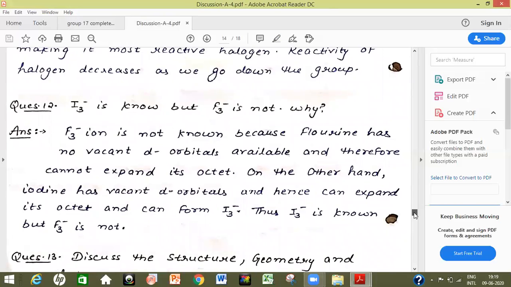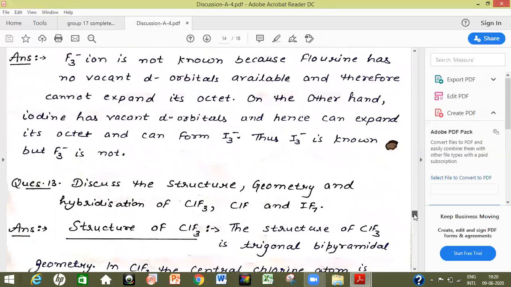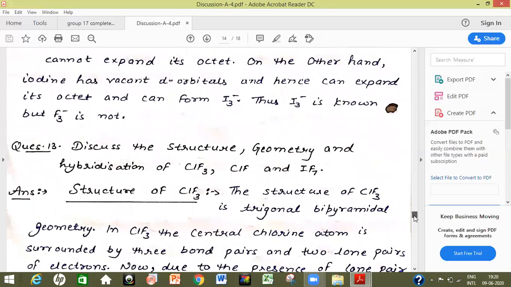The next question is I3 negative is known but F3 negative is not. Why? For the formation of polyhalide anion, fluorine needs to extend its electronic configuration, but for the extension of electronic configuration it needs the presence of d orbitals, but fluorine doesn't have d orbitals. So that is why F3 negative doesn't exist, but I3 negative exists because it has d orbitals associated with the valence shell, but fluorine doesn't have it.